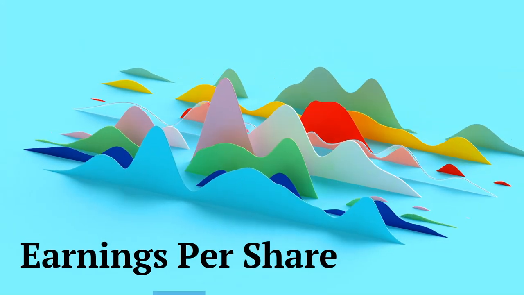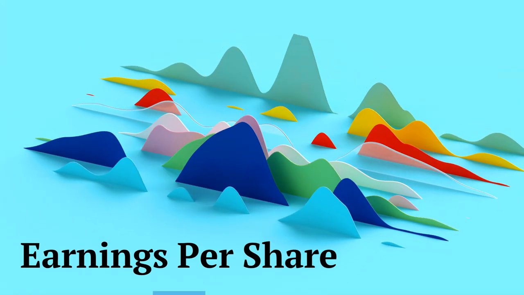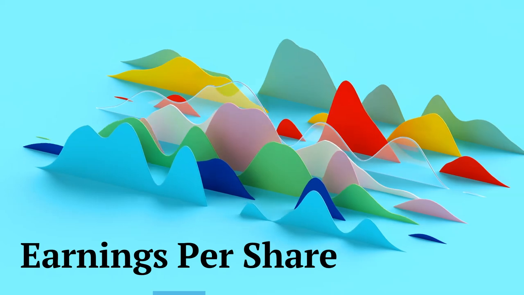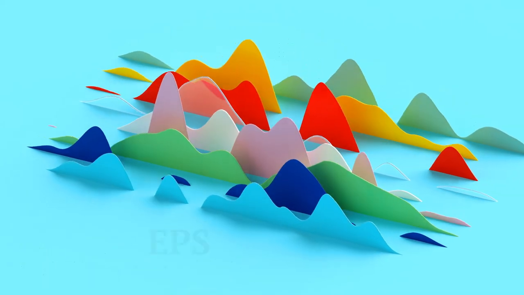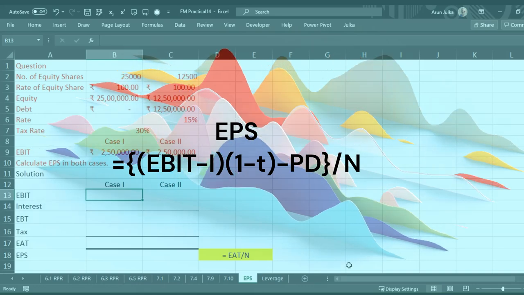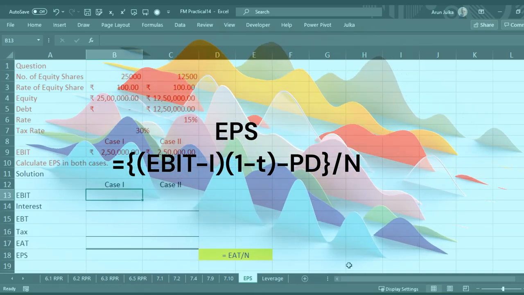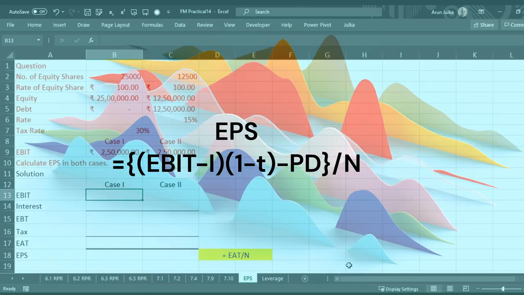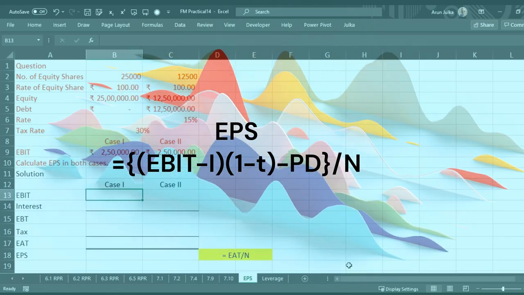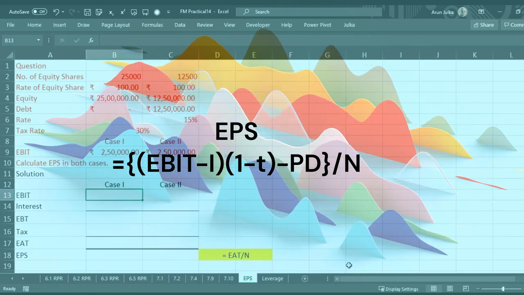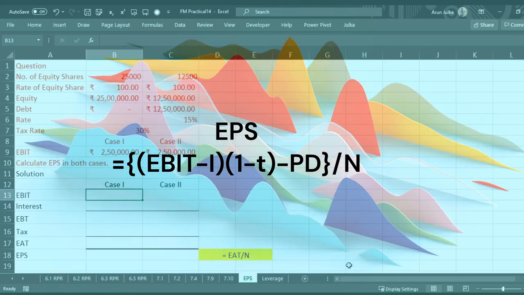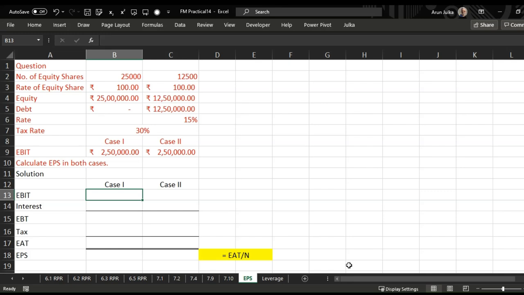Hello everyone. Today we will talk about how to calculate earning per share, EPS. We know that EPS equals EBIT minus interest, multiplied by 1 minus tax rate, minus preference dividend, whole divided by number of equity shares. In Excel, we will explain with the help of an example.